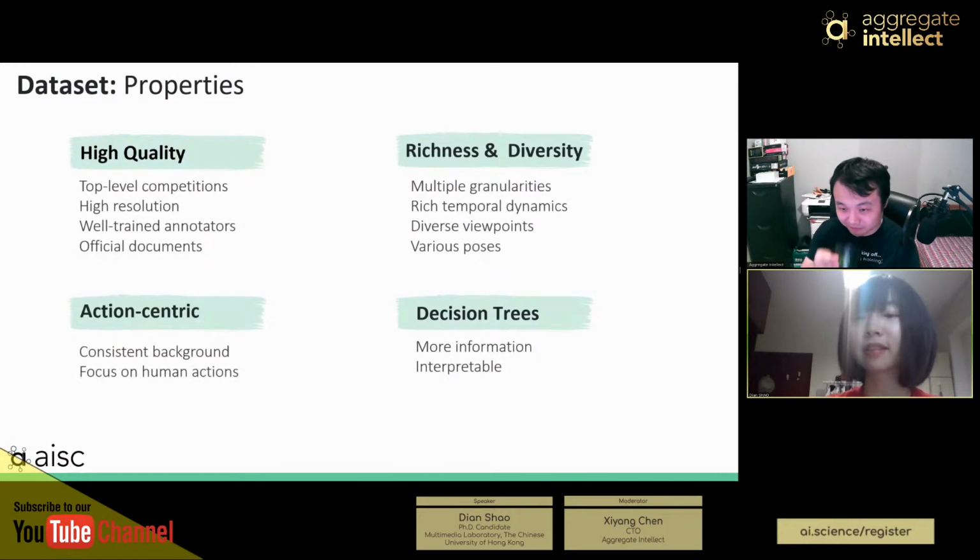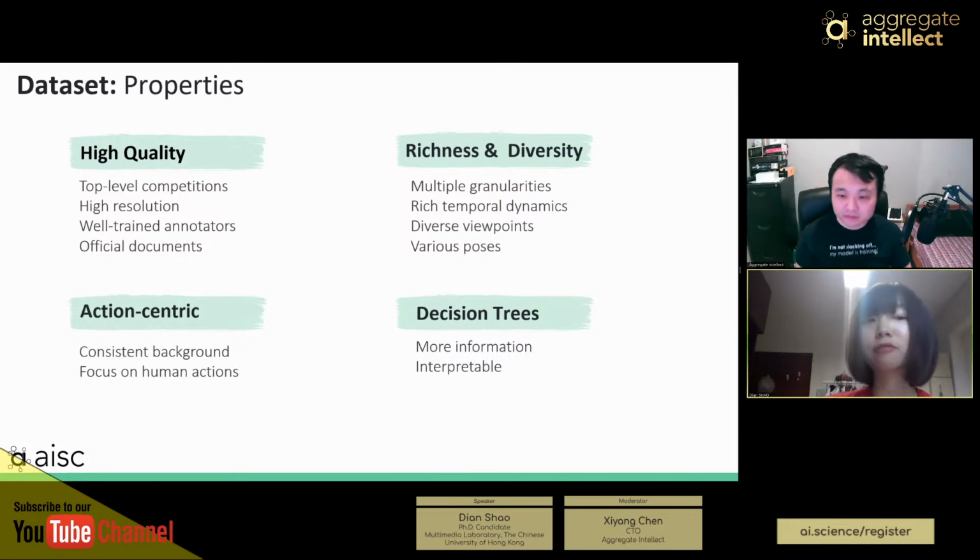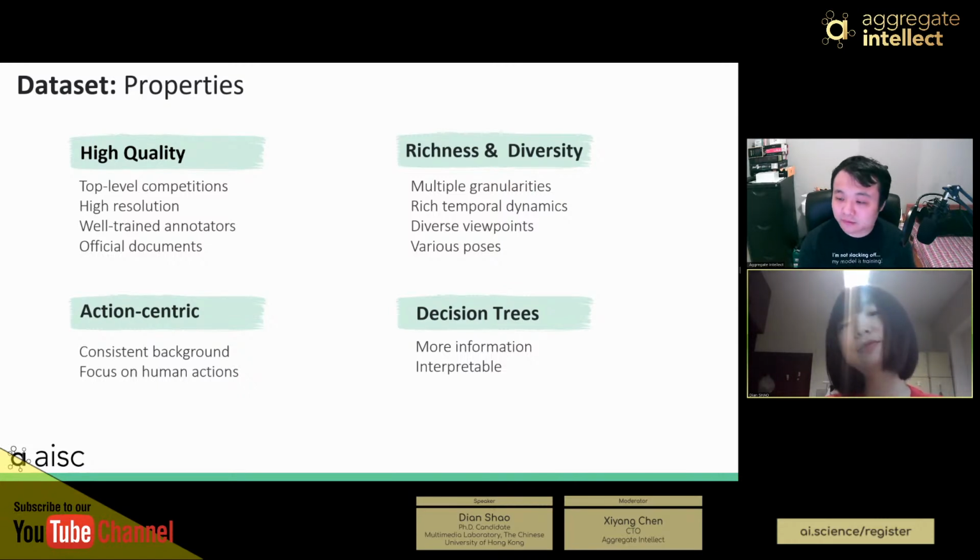Okay, here I'd like to reiterate the properties of FineGym. The first is high quality, owing to the top-level competitions we select, the high resolution videos, the well-trained annotators, and the reference to official documents. The second is richness and diversity. Thanks to the multiple granularities, the rich temporal dynamics of our actions, the diverse viewpoints, and various human poses. Also, FineGym comprises action-centric videos with consistent backgrounds and purely focuses on human actions. And the use of decision trees provides more information than just a single label and makes the whole annotation process more interpretable.